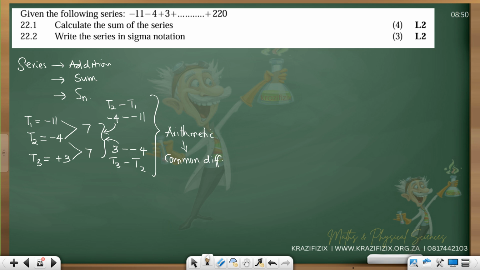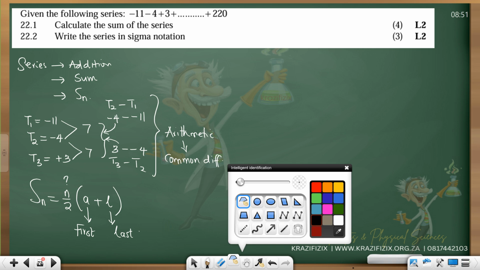Now the examiner says calculate the sum. Oh, that's now easy. SN. I like to use this formula because I have the first and I have the last. What is the first? Negative 11. What's the last? Positive 220. The question is, how many terms are here? We don't know, because we are going to need this n.